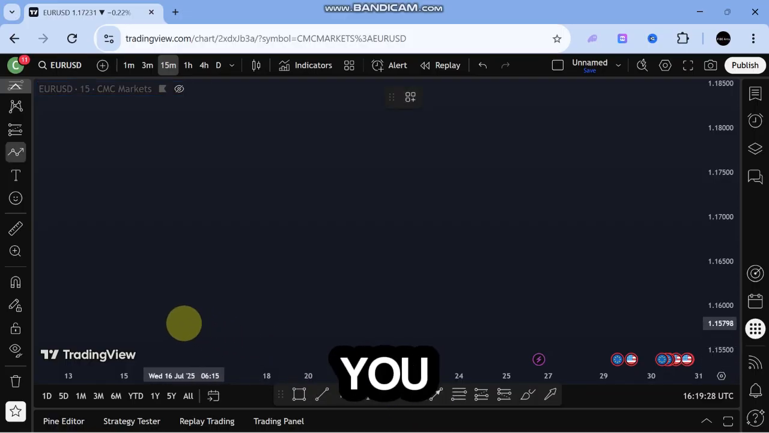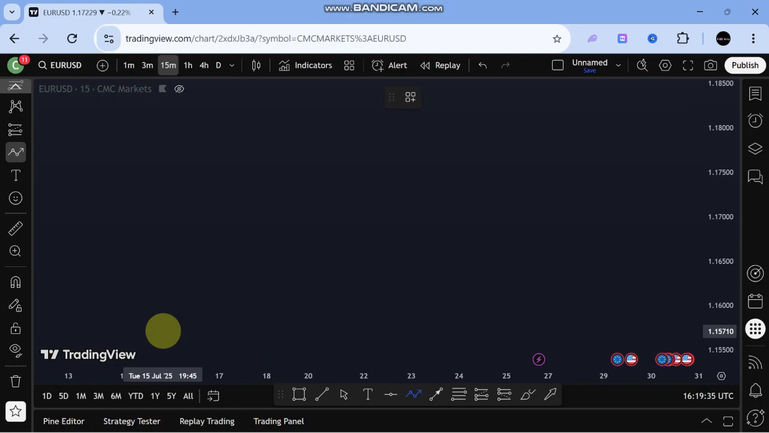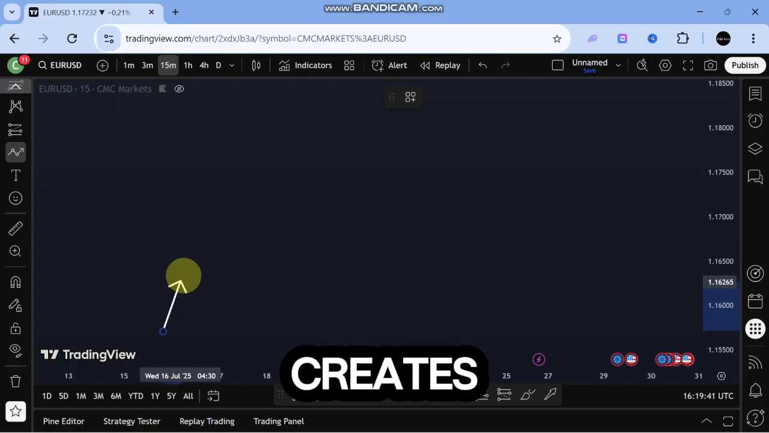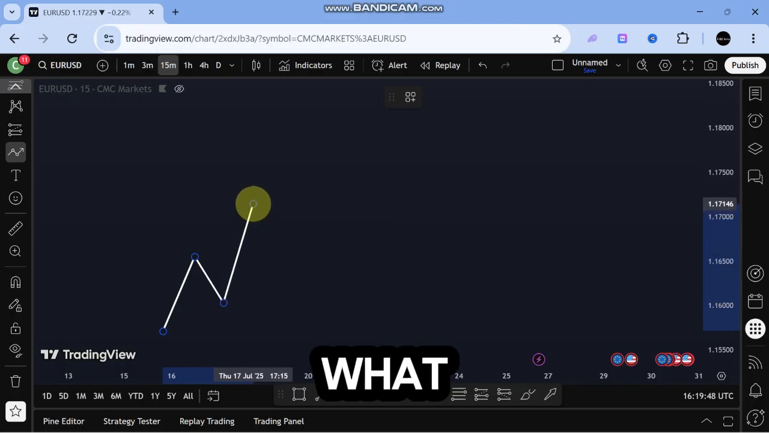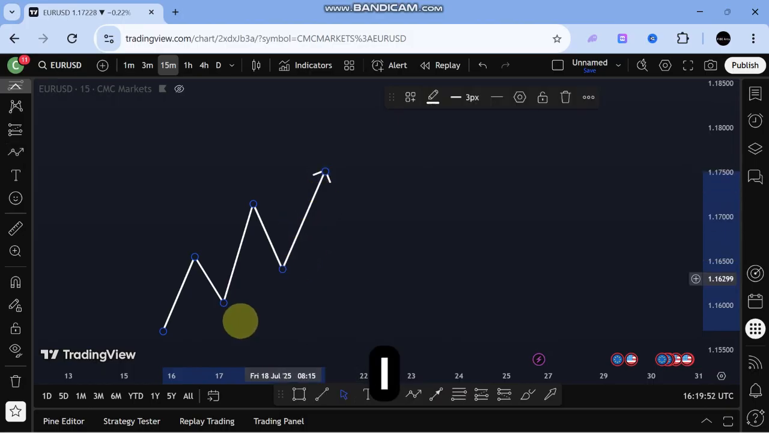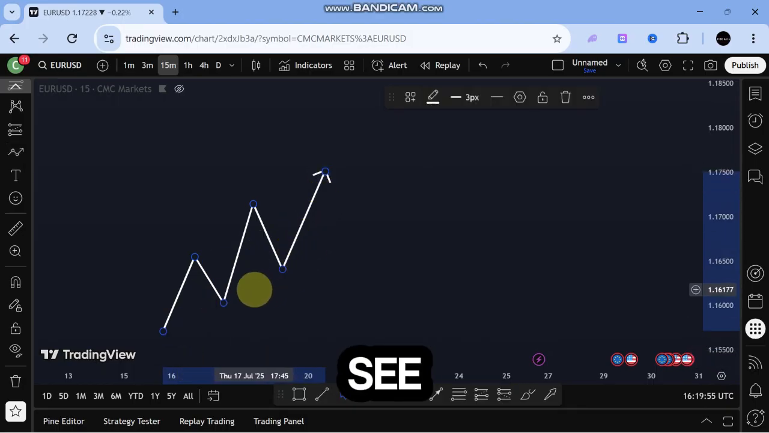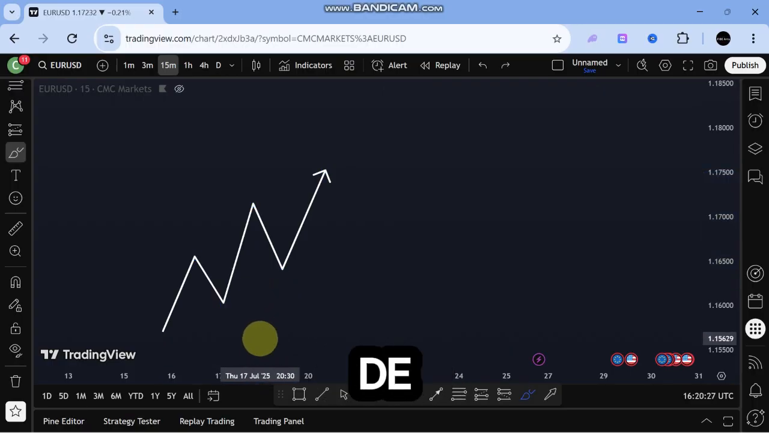So how can you tell if a market is in an uptrend or in a bullish trend? If you see the market makes a series of higher highs and higher lows, I'm going to explain this to you. See, the market creates a high that goes up, then comes down and goes up again. So the market is in an uptrend, or in a bullish trend. What do I mean by higher highs and higher lows?